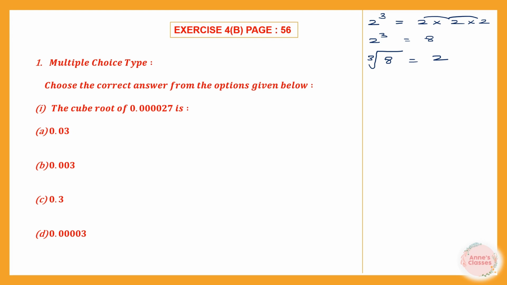What is a cube root? It is a number which is multiplied 3 times to give us this number. So 2 has to be multiplied 3 times to give 8. Like we see here, 2 cube is 8. So cube root of 8 is 2.